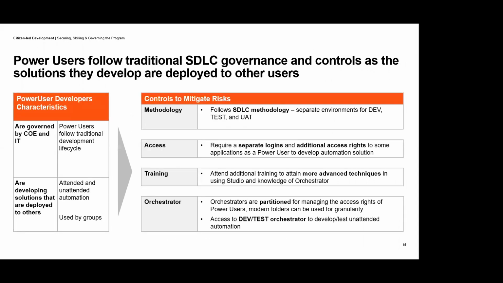So we've covered the self-users. Let's talk about power users. Power users follow traditional SDLC governance and controls as the solutions they develop are deployed to other users. So then there are additional controls to mitigate risk, including separate environments for dev, test, prod as best practice. For access, separate logins and additional access rights may be needed depending on the automations.